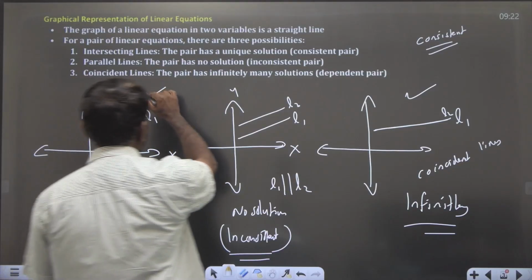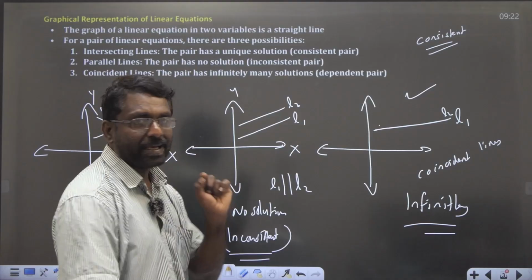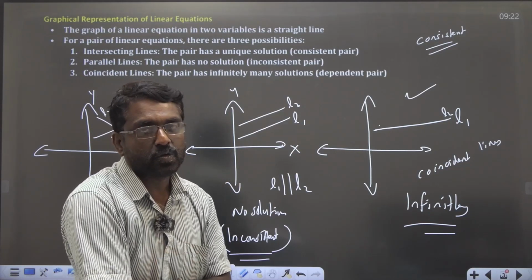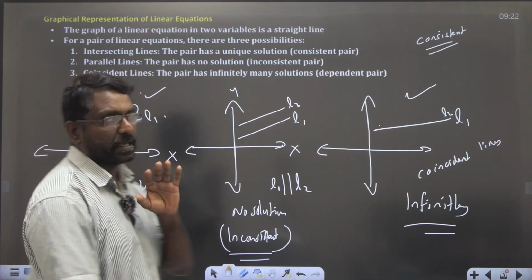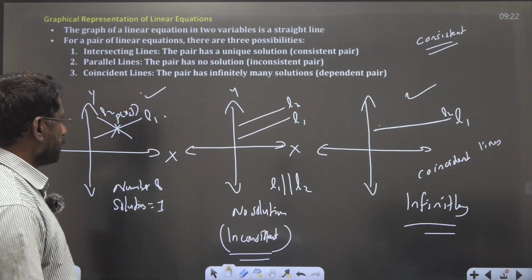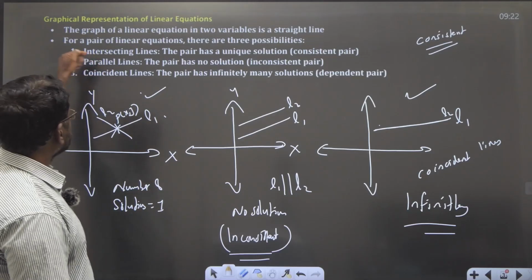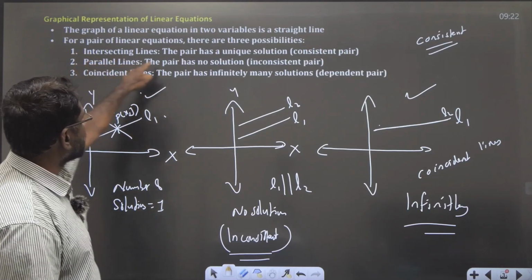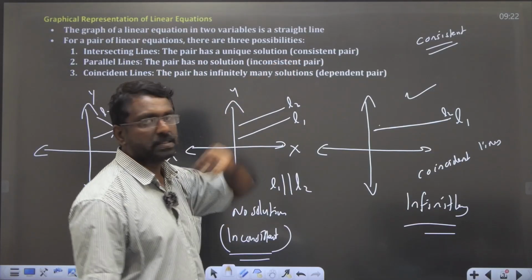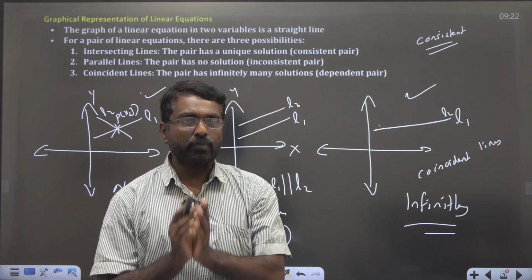These two cases are called a consistent system. The solution exists only in a consistent system. Otherwise, if it is not consistent, there exists no solution. Then, another condition, the explanation is here also. For intersecting lines, the pair has a unique solution. Unique means only one solution. That means it is a consistent pair, or the equations are called a consistent system of equations.